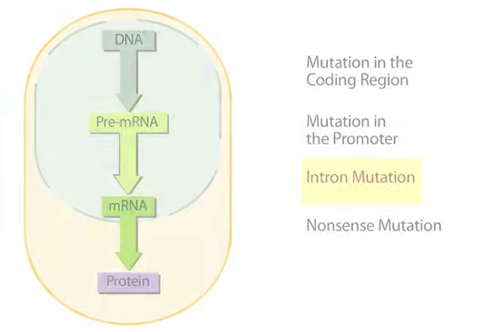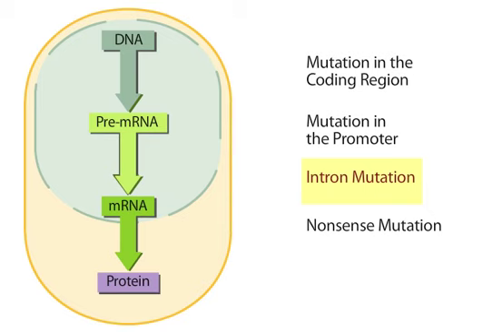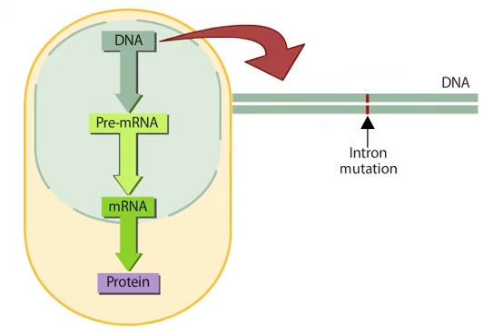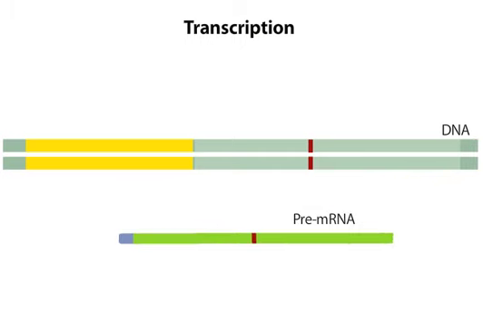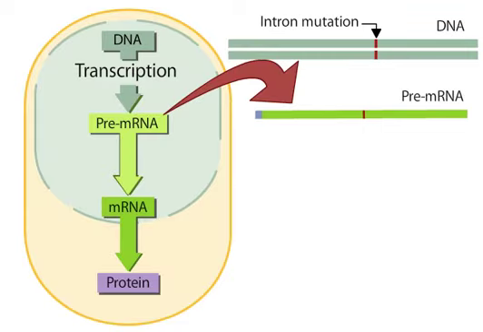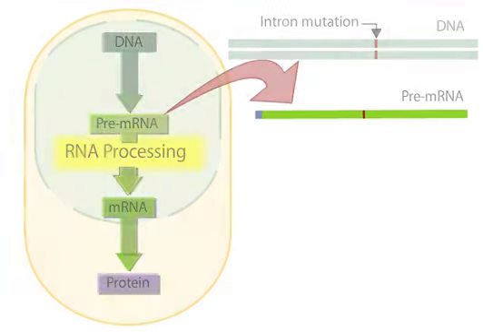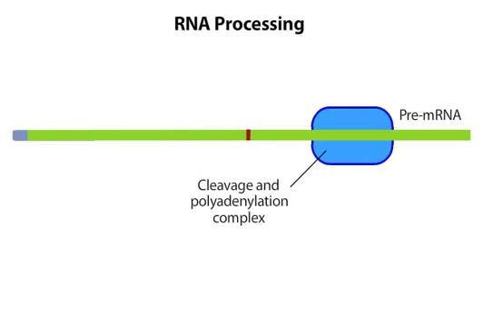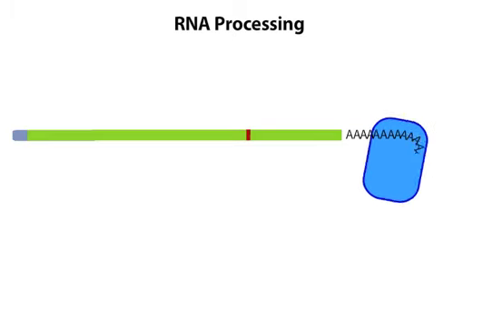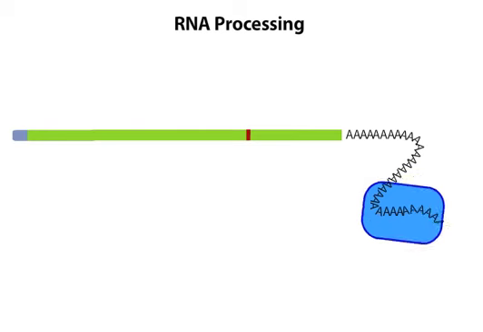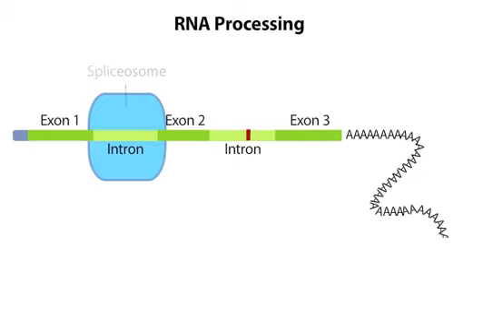The effect of an intron mutation will be evident at the RNA processing step of gene expression. First, the DNA is transcribed. Because the pre-mRNA sequence is determined by the DNA sequence, the mutation is passed on to the pre-mRNA. Next, the pre-mRNA is processed. A poly-A tail is added to the pre-mRNA and the introns are spliced out.